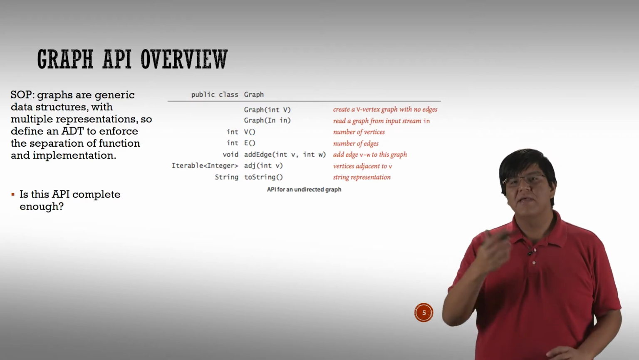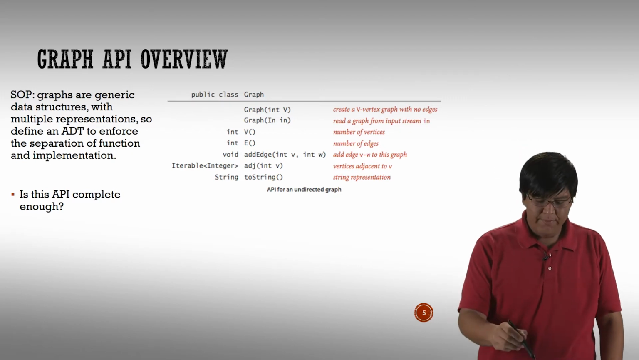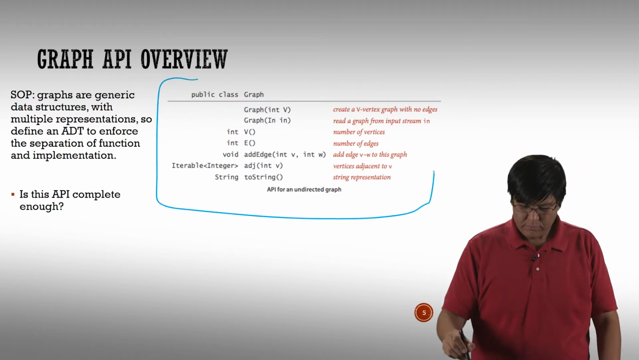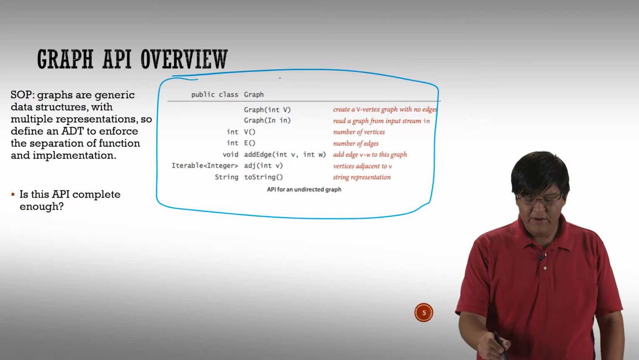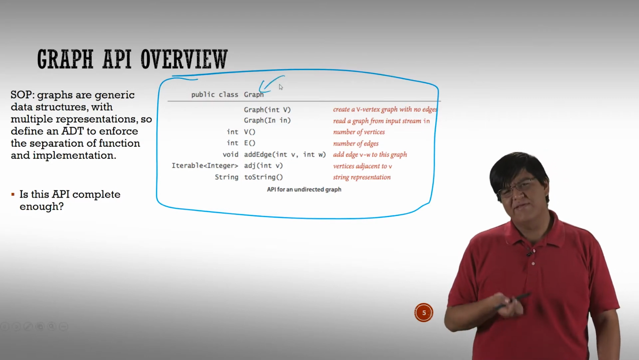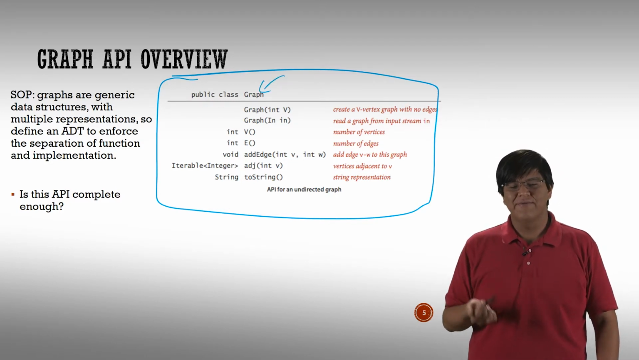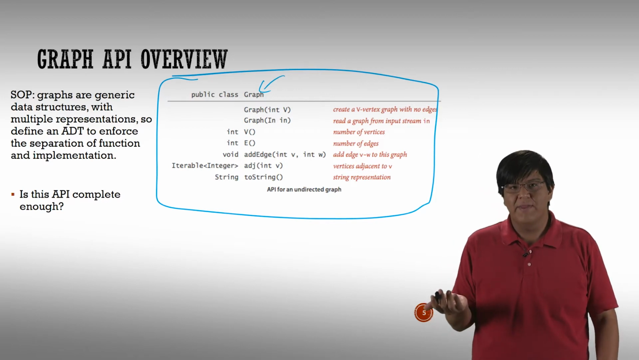So here's our API. Let's take a look at what we have here. It's called a graph. You can imagine this would really be an interface. It's labeled as a class here, but it's going to be an interface when you do this in practice, because again, you have different ways to implement it.